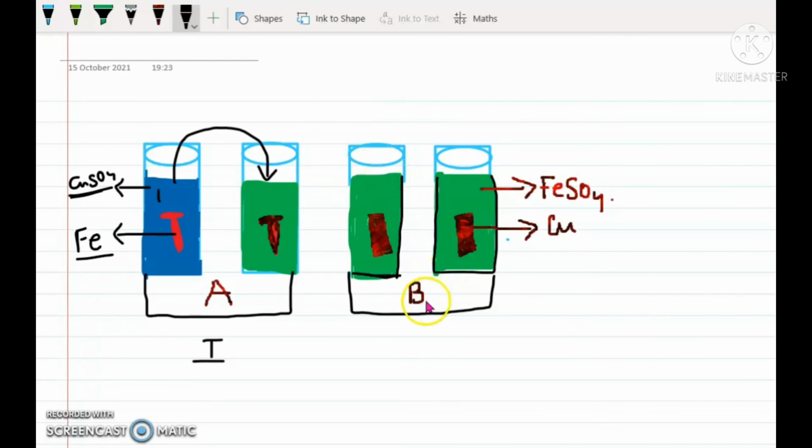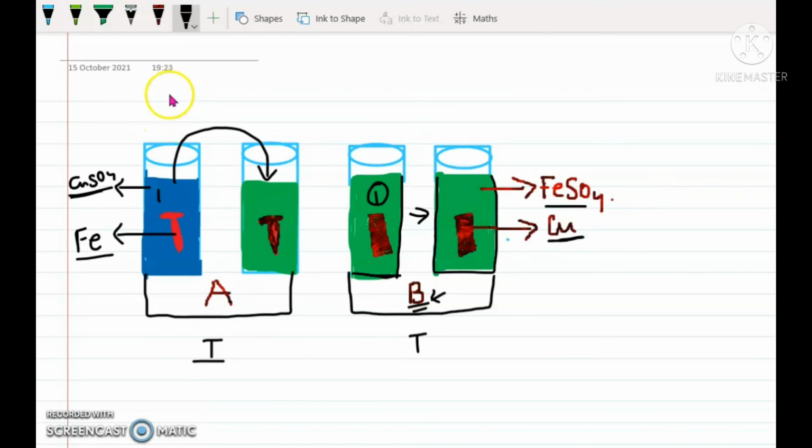Now over here in setup B, we again took the same test tubes, but now the test tubes were filled with a solution of FeSO4 and a copper strip was dipped in test tube number 1 of setup B. After the same time period T, we observed that there was no change in the color of the solution kept in this setup. Now what is the reason behind this? Can you answer this? Just take a pause and then continue.